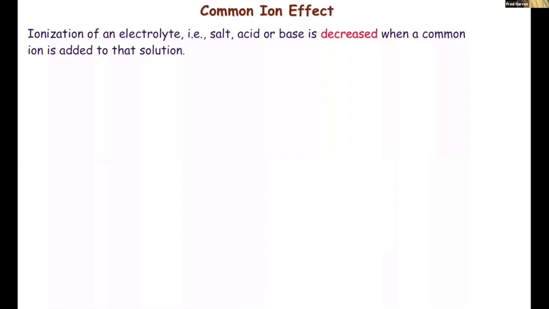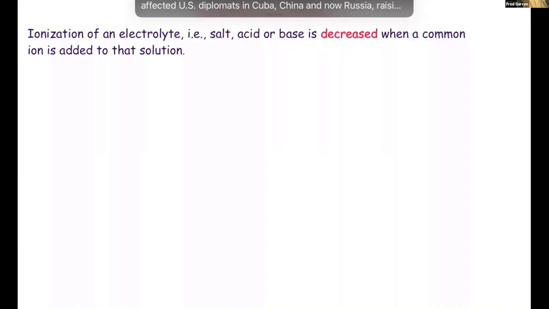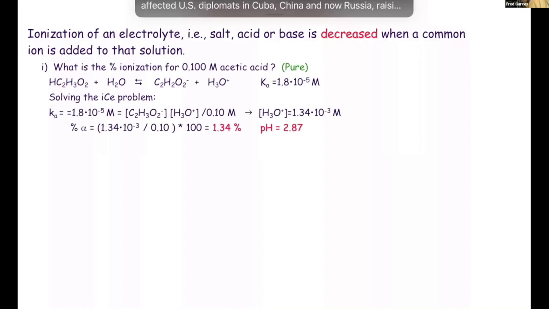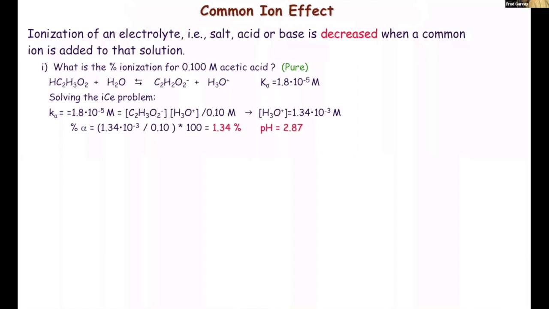Whenever you have a common ion in solution, remember, it causes that equilibrium to go in the reverse direction. So the forward direction sees some headwinds. It's not as progressive. It's not as efficient when you have a common ion. And we saw that when we had the acetate ion, acetic acid example.